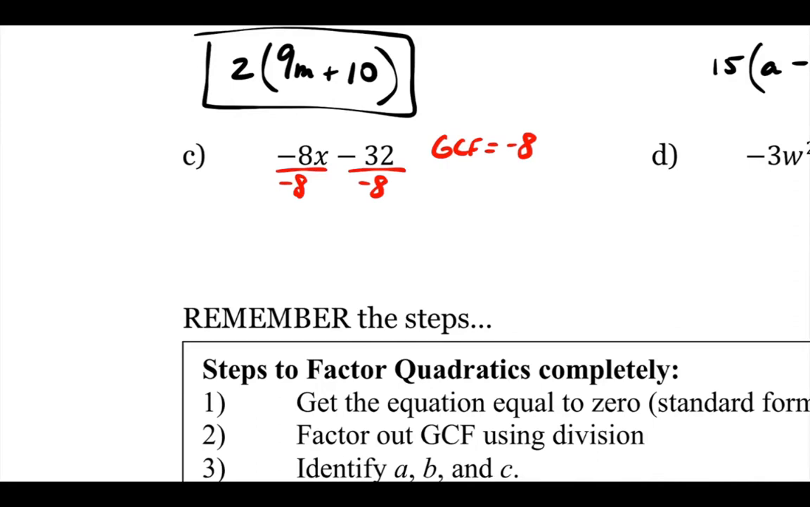So is it wrong just to make that 8? No. But for what we're doing today, I would always try to make the first term positive. It's just going to make your life easier in the end. Okay, so a negative divided by a negative makes a positive x. Negative divided by a negative makes a positive 4.